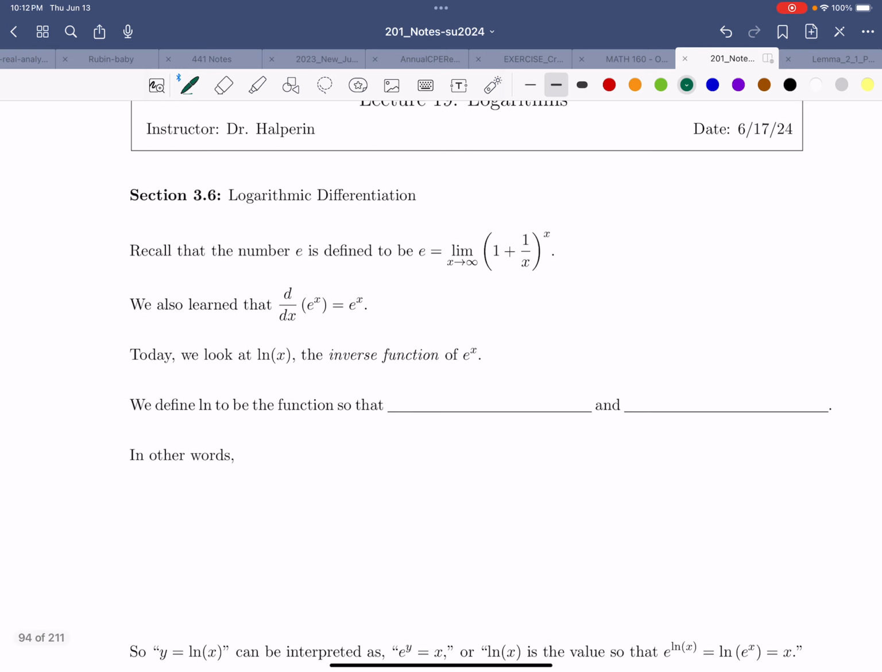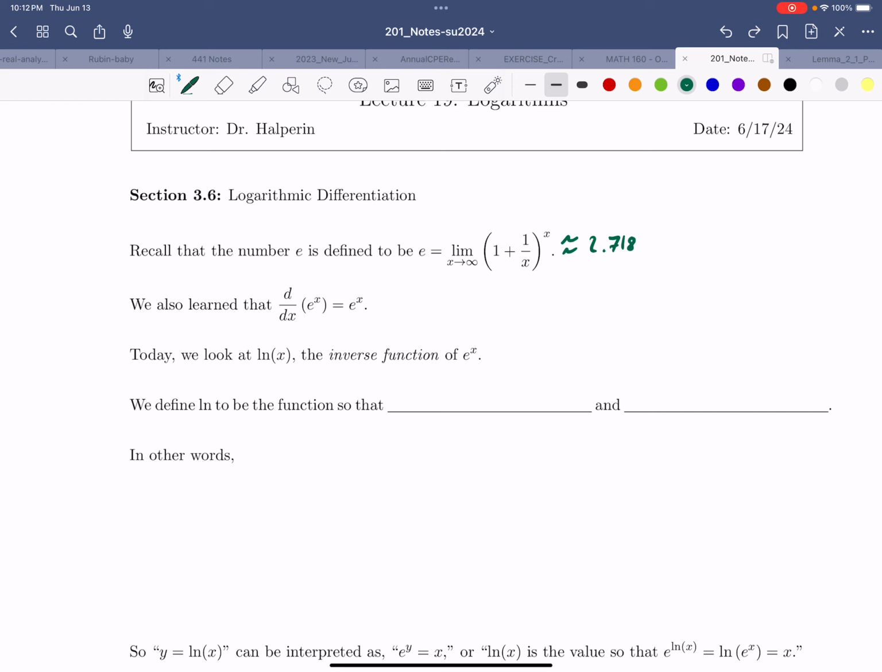Remember that we defined that number e to be the limit as x approaches infinity of 1 plus 1 over x to the x. And that turned out to be roughly 2.718 or so. And I said it was really important, right? Why was it really important? Well, first of all, the derivative of e to the x was e to the x. That's the main reason it's so important.